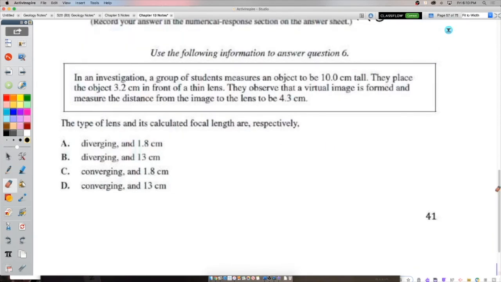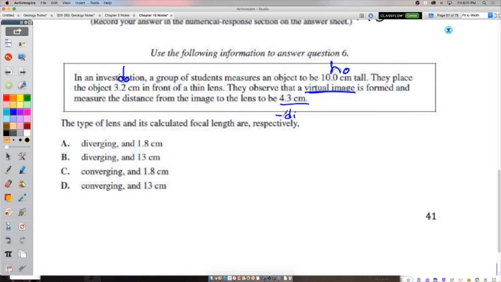Now for this one, okay, a group of students measures an object to be 10 centimeters tall. So that's the height of our object, HO. They place the object 3.2 centimeters in front of a thin lens. So that's DO. They observed that a virtual image is formed, so whatever DI is, it's going to be negative, and measure the distance from the image to the lens to be 4.3 centimeters. So that's DI, but negative DI, right? DI should be negative 4.3 because it's virtual.